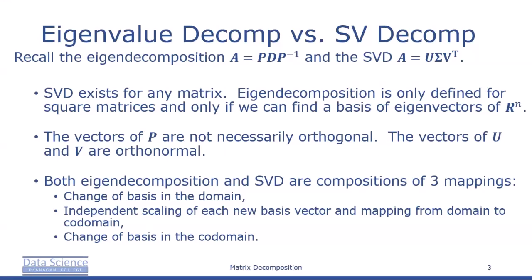One, a change of basis in the domain. Two, independent scaling of new basis vectors and mapping from domain to codomain. And three, change of basis in the codomain. The key difference between the eigendecomposition and the singular value decomposition is that in the singular value decomposition, domain and codomain can be vector spaces of different dimensions.